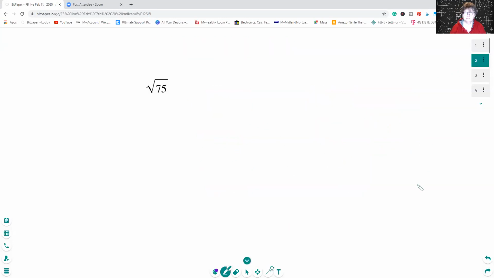So let's move on. So here I have square root of 75. It's not so obvious, and in fact, it's not even a perfect square. And you may say, well, how do you know it's not a perfect square? Well, because I've done this a million times and I know my perfect squares. But you don't have to know that to do this. You're going to say, oh, I'm going to break it down. What multiplies to give me 75?